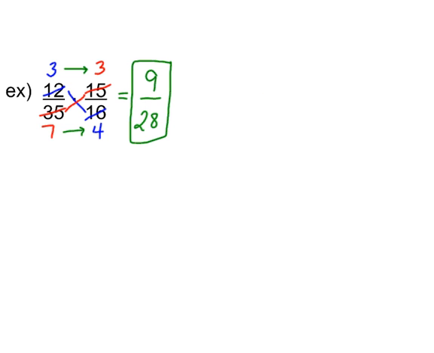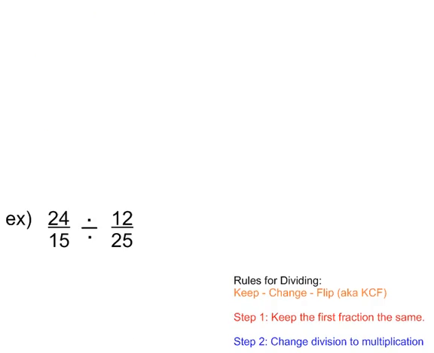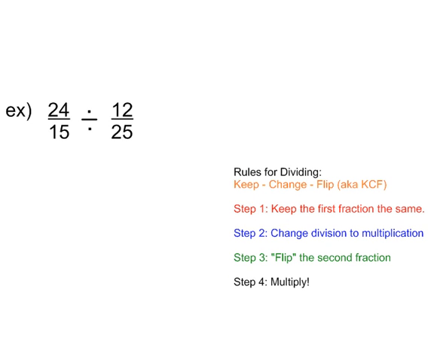Division can be just a little bit more complex, but there's a few steps that we have to remember in a process that I like to call keep, change, flip, or KCF for short. Alright, now the keep part in step 1 says that we're going to keep the first fraction the same. So this 24 over 15, we're not messing with it. Write it down exactly as you see it.